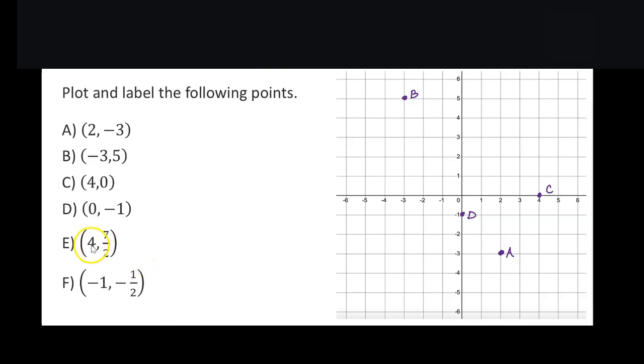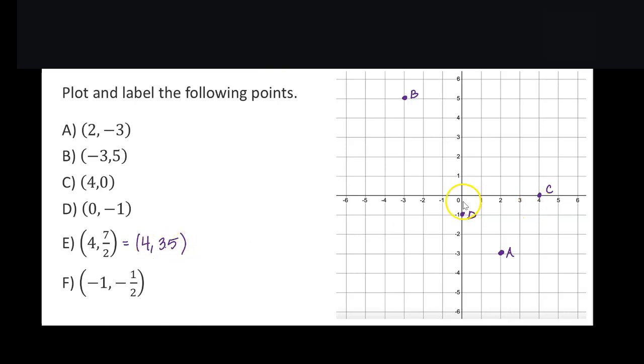Now for part E, we have the point 4, 7/2. So here we want to go ahead and express this as a decimal to help us plot this point more accurately. So this is 4, 3.5. 2 goes into 7 3 times with a remainder of 1, so 3.5.